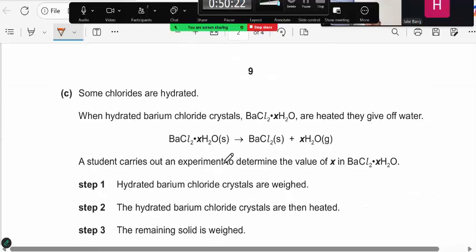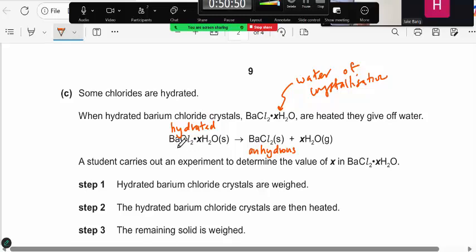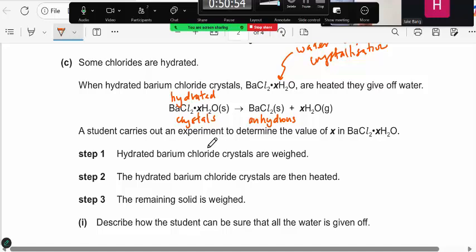Okay. Some chlorides are hydrated. Hydrated means, okay, this one is called water of crystallization. Water of crystallization means there are water molecules chemically bonded to the crystals. So this is called hydrated. When there is no more water, it's called anhydrous. When it's hydrated, it is crystals. When it's anhydrous, it's powder. Okay?